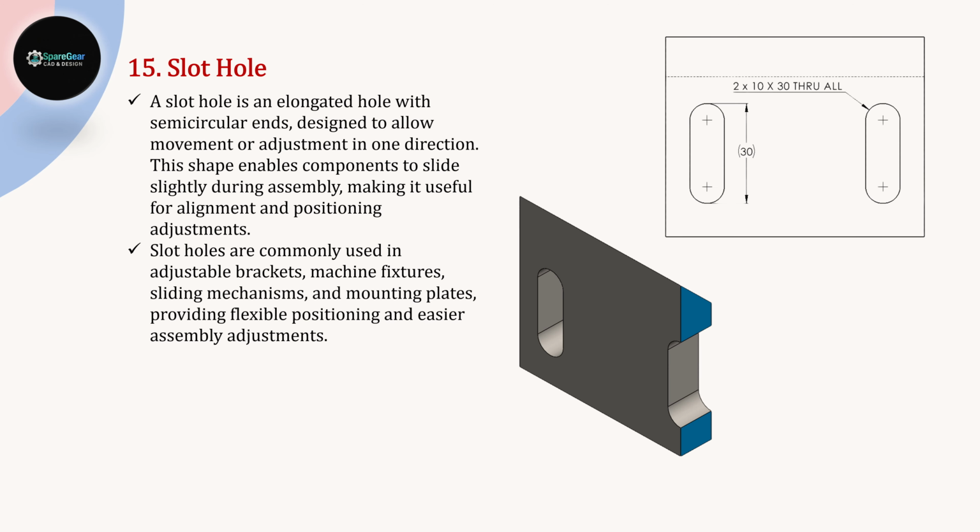A slot hole is an elongated hole with semicircular ends. Unlike circular holes, slot holes allow components to move along one direction during assembly. This feature makes slot holes very useful for adjustable brackets, machine fixtures, and mounting plates. Slot holes provide flexibility and help engineers achieve proper alignment during assembly.